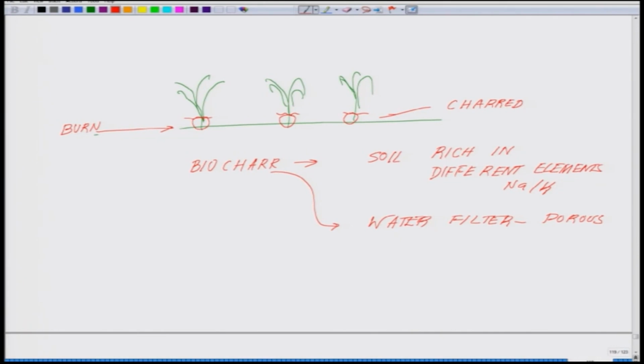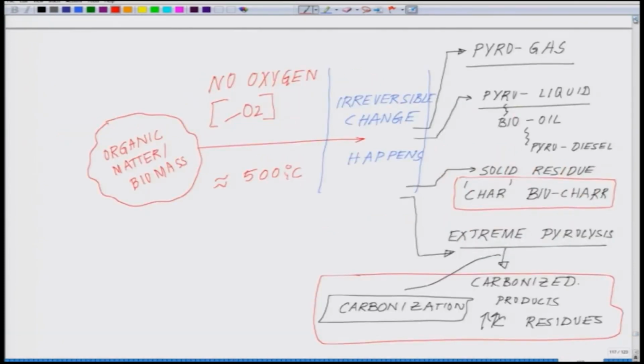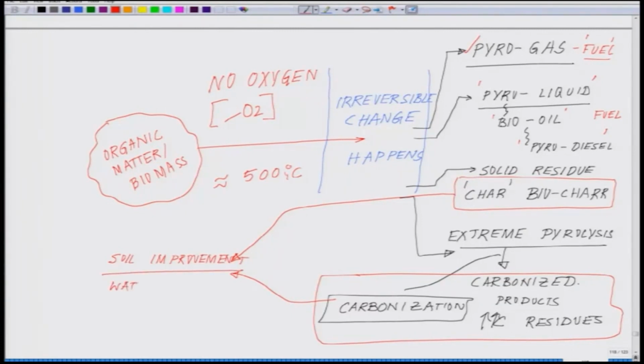If we go back a little bit to the previous slide, when a charring process or the pyrolysis process is being done, what we get is a pyrogas, which is a form of fuel, and we will talk later, in the next class, about the challenges in it. Then we get what is called pyroliquid or bio oil or even pyrodiesel. This is another form of fuel, whereas this solid residue which is left behind has significance as a carbonized product for soil improvement as well as water filtration. And this biocharring or pyrolysis process is very extensively used in the chemical industry, chemical engineering, in order to produce a myriad of different kinds of products.